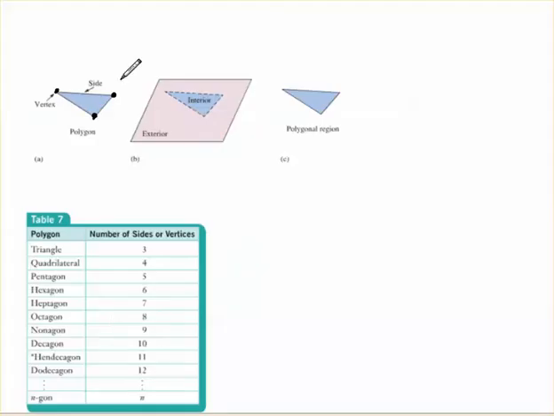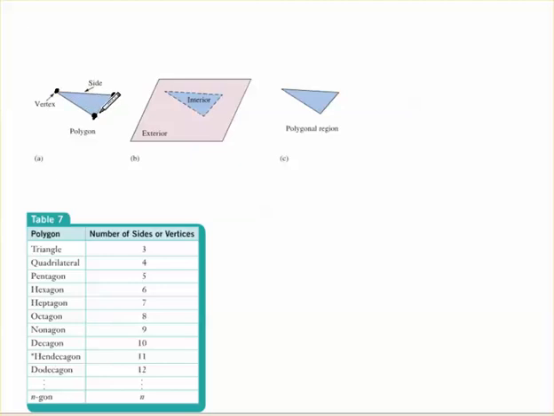Now, dealing with polygons specifically, we have different numbers of sides of our polygons. This one in particular has 3 sides, which makes it a triangle. And down here is listed out some of the different names of our polygons. If we have 3 sides, it's a triangle. 4 sides is a quadrilateral. 5 sides is a pentagon, and so on and so forth.